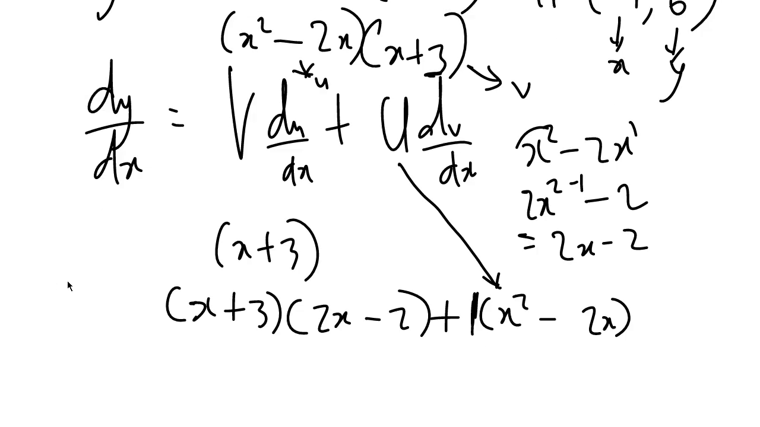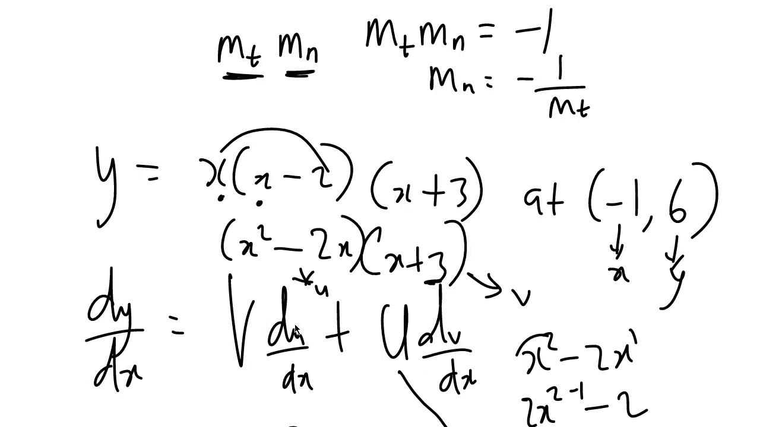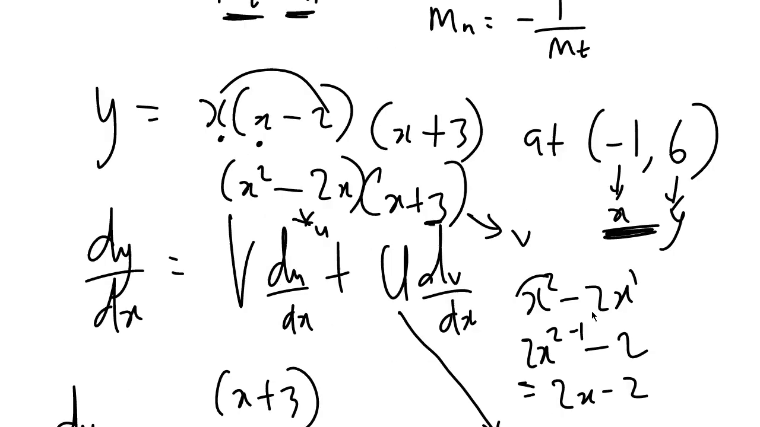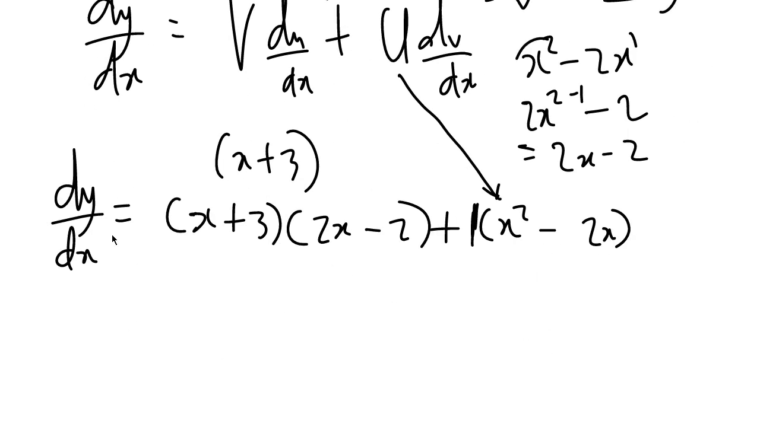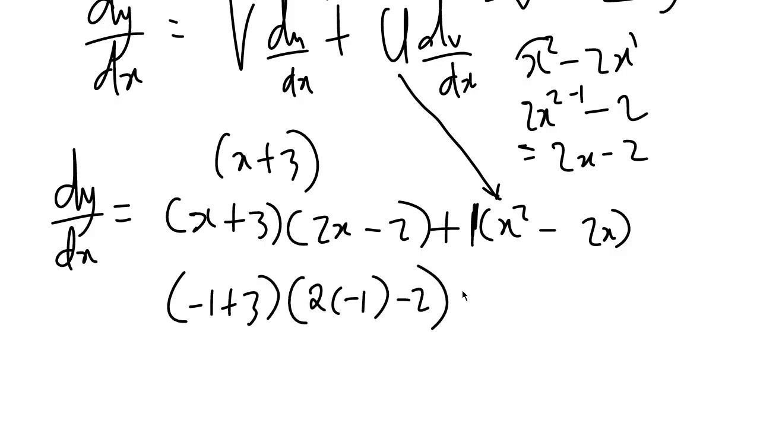So this is simply dy/dx. You don't have to start simplifying because it's just the value of m we need. So if you now substitute, what is x? x is -1. So anywhere you have x, you substitute -1. And that will be (-1 plus 3) into (2 into -1 -2) plus 1 into (-1 squared -2 into -1).